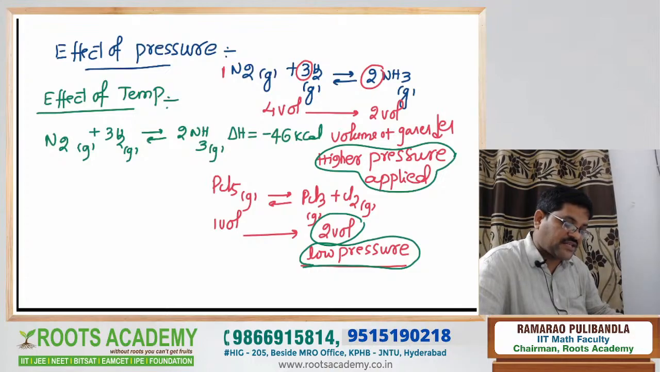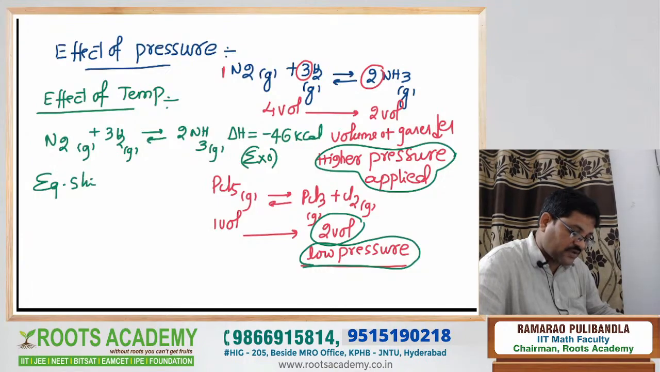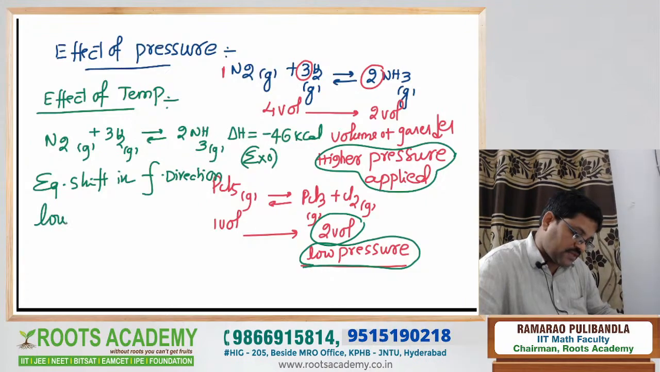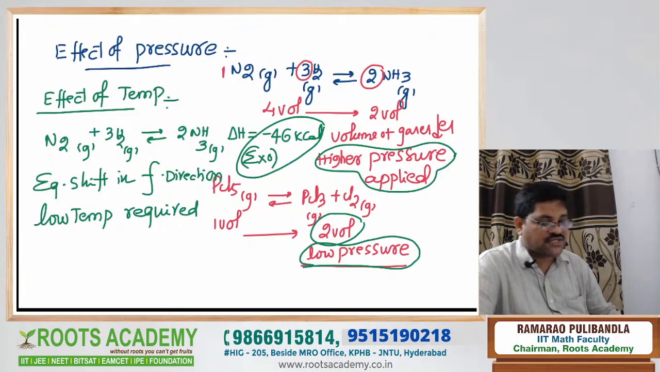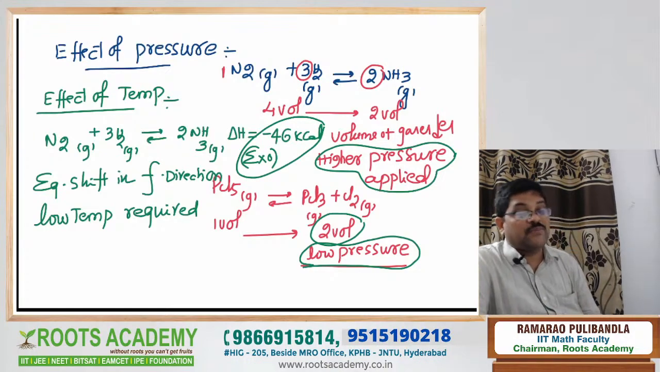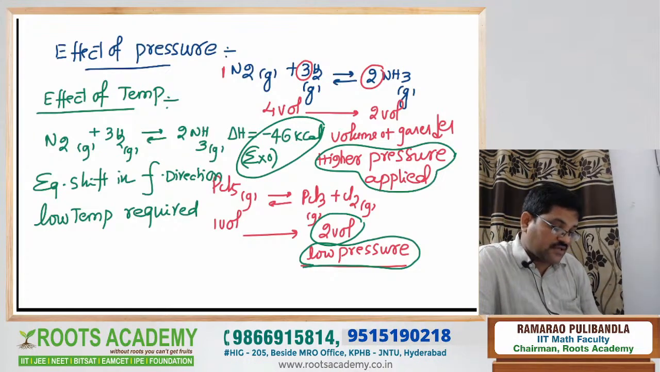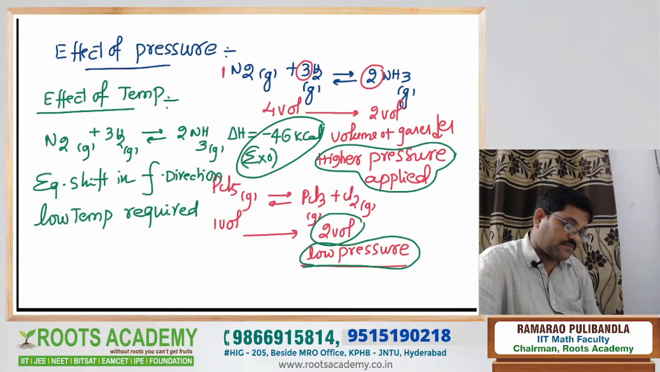That means in the reaction, when heat is liberated, for the equilibrium to shift in the forward direction, low temperature is required. What is required, students? Low temperature is required because from the reaction heat is liberated. That is called an exothermic reaction. For an exothermic reaction, low temperature is required. Understood? And go for the next example.